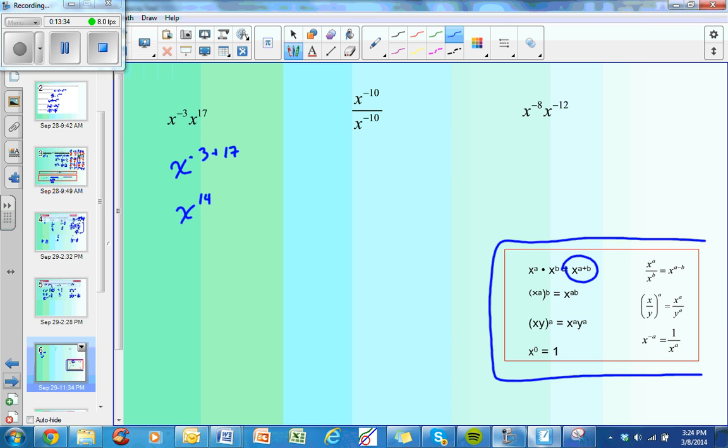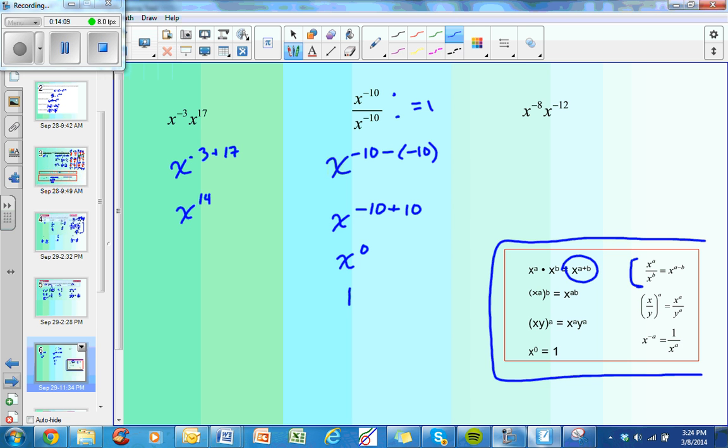In this problem right here, x to the negative 10 divided by x to the negative 10, I'm applying the rules of quotients where we have a power divided by a power with the same bases, and when that happens, we subtract their exponents. So negative 10 minus negative 10, which is the same as negative 10 plus 10, and that's x to the power of 0, which is 1. You could also think of it as a number divided by itself equals 1.